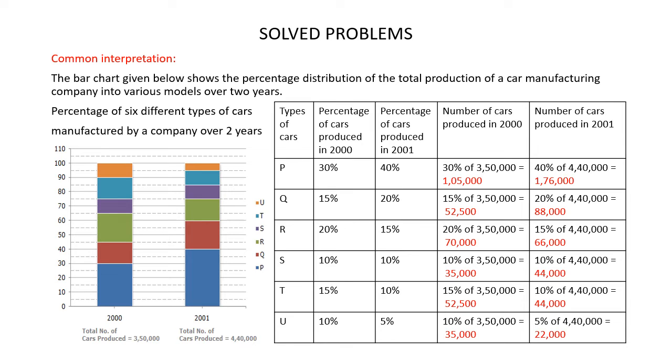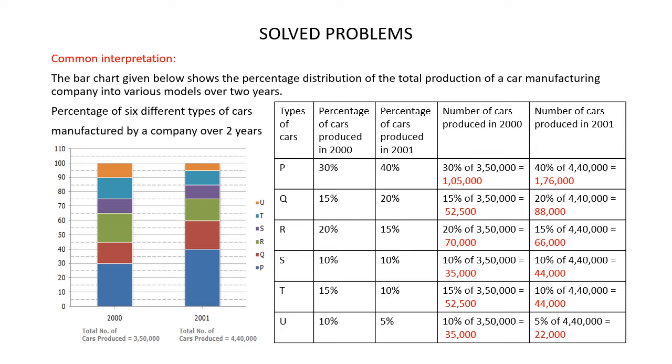Q is 20%. So 20% of 4,40,000 is 88,000. So 88,000 Q type of cars were produced in 2001. R is 15%. 15% of 4,40,000 is 66,000. So 66,000 R type of cars were produced in 2001. S is 10%. So 10% of 4,40,000 is 44,000. So 44,000 S type of cars were produced in 2001.